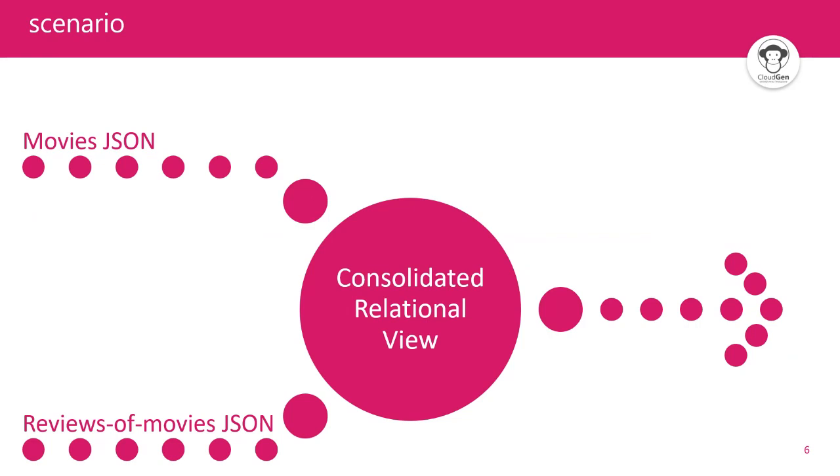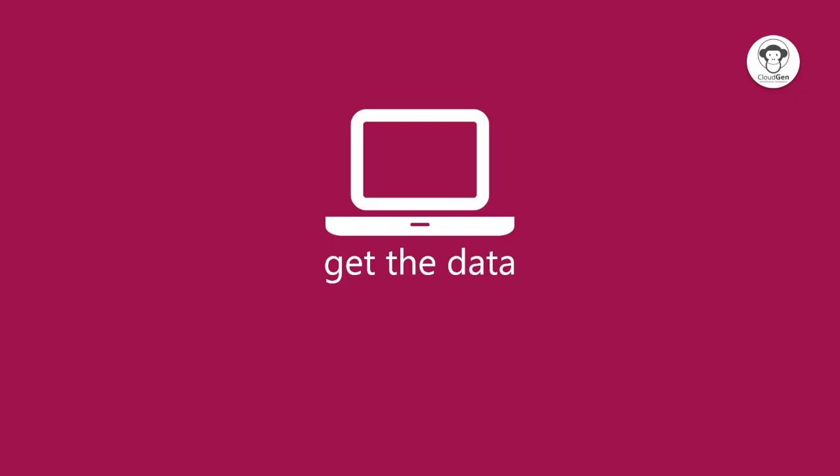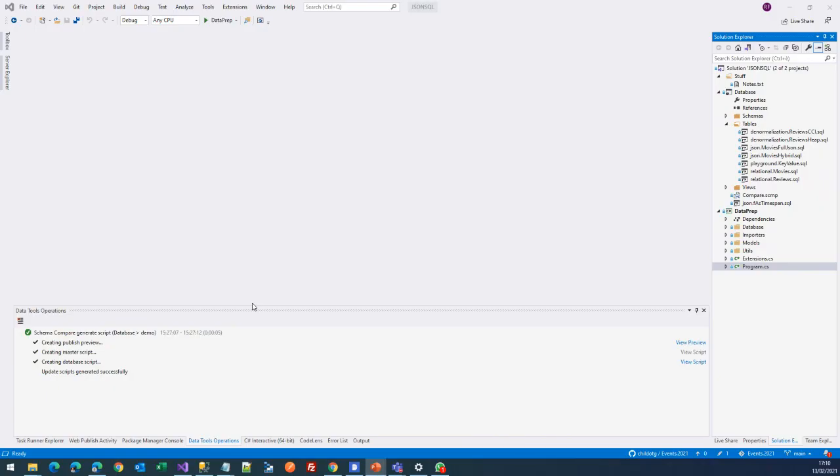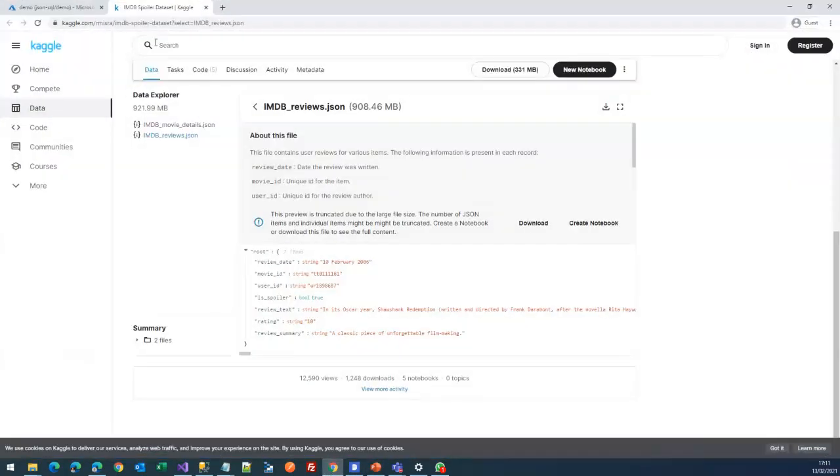a sort of big table where all the stuff can be consumed by a BI person or by someone that can just write a select star from that table to have all the results. Okay, so, get the data. We got the data here on Kaggle.